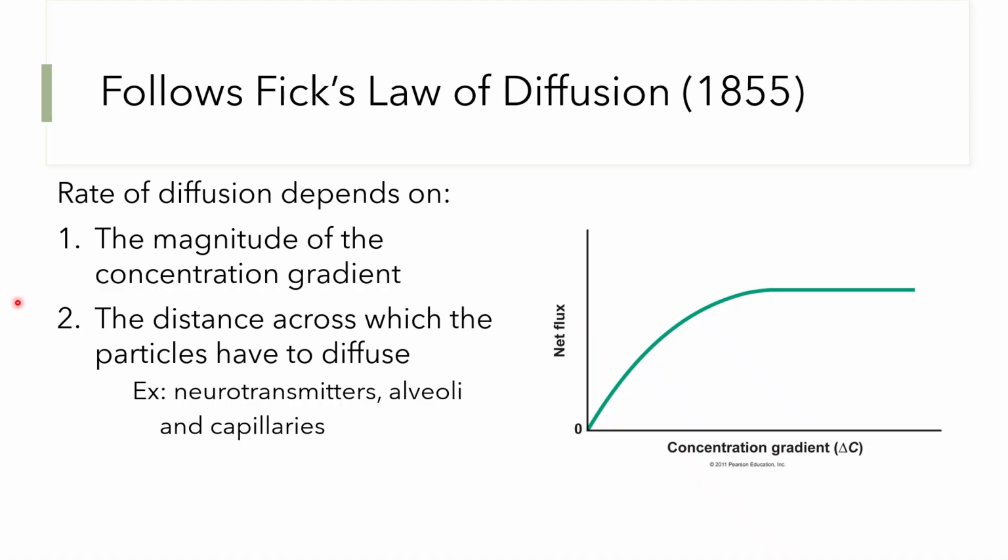And then it's also going to depend on the distance across which they have to diffuse. We'll talk about some examples when we see each other in person, but just know that if I have to walk across a room and the room is 3 feet across, I can do that much faster than if the room is 100 feet across. So the distance that you have to diffuse for molecules affects the rate.